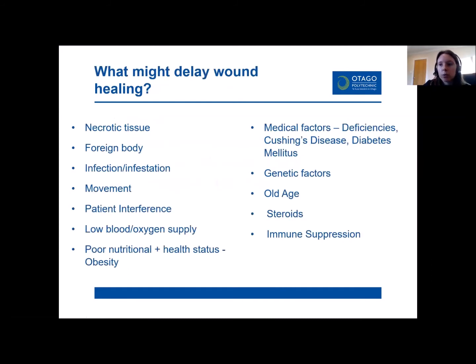Now that we've thought about the nursing considerations, we can think about the factors that might delay wound healing. I've got quite a range of factors that may apply. Not all of these will apply for Hunter, and for each case you'll need to specifically highlight which is most important for your patient so that we can support them. So for example, we've got necrotic tissue.